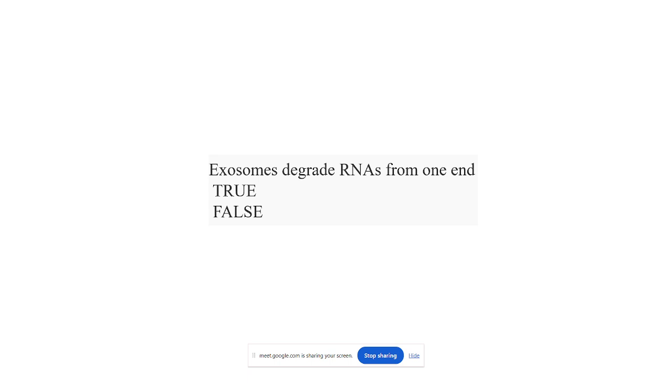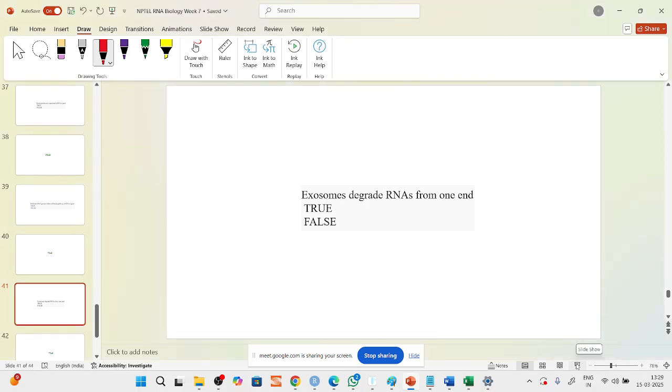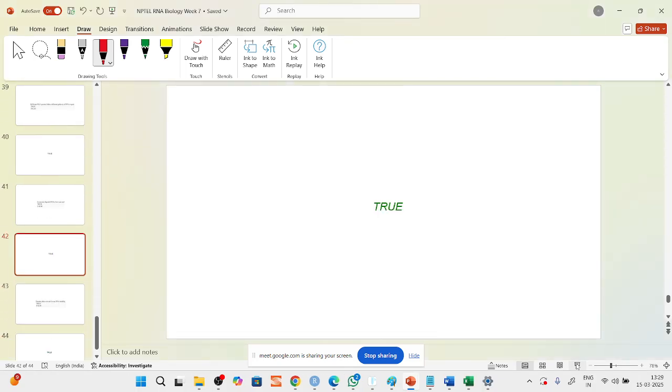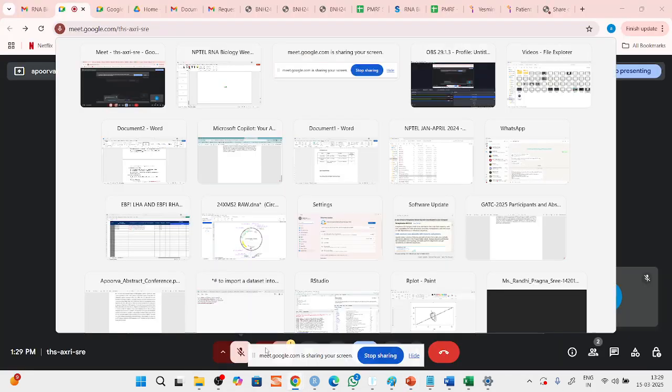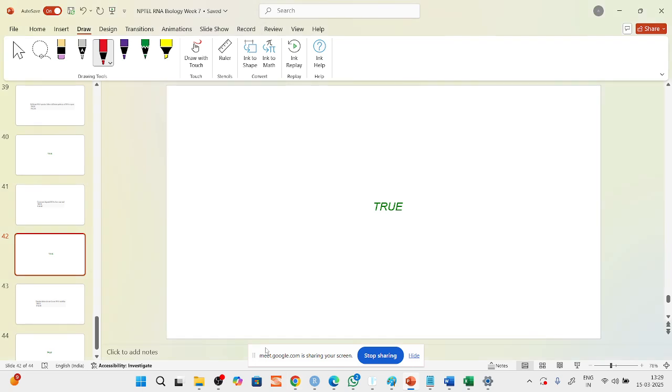Okay, now I'm switching the screen. So the correct answer is true. And what is the explanation? So first of all, what are exosomes? Exosomes are nothing but multi-protein complexes that degrade RNA from one end. Okay, this is the definition. Primarily functioning as 3' to 5' exonucleases. Okay, so these are multi-protein complexes, exosomes.